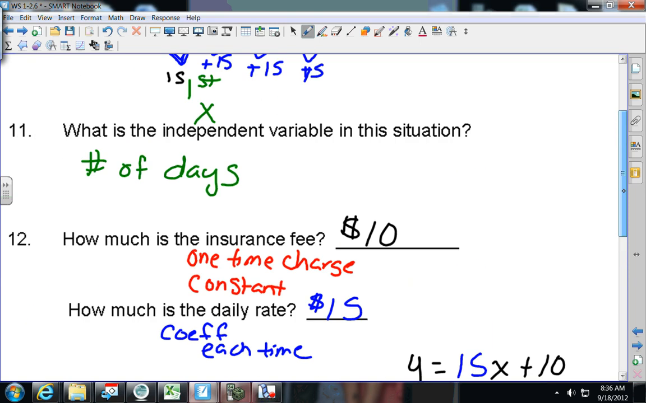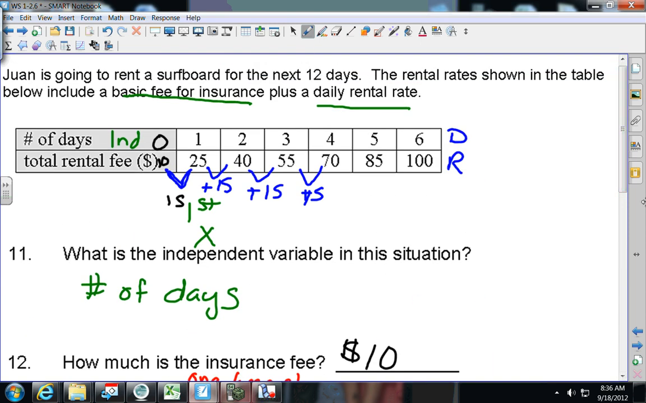Now, is this data going to be discrete or continuous? It is going to be discrete because you're paying for a certain number of days. You're going to pay for 1 day, 2 days, 3 days.